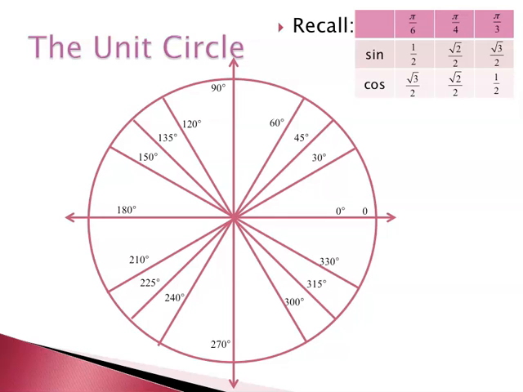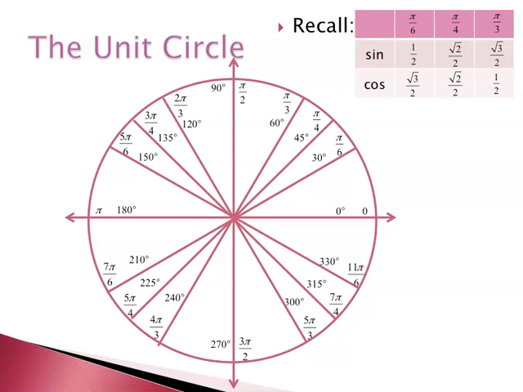Okay, so in radians, this would be 0, pi over 6, pi over 4, pi over 3. 90 degrees is pi over 2. All right, in quadrant 2, now we have 2 pi over 3, 3 pi over 4, 5 pi over 6, until we get here to pi. In quadrant 3, we have 7 pi over 6, 5 pi over 4, 4 pi over 3, and then down here we're at 3 pi over 2. And then in quadrant 4, we have 5 pi over 3, 7 pi over 4, and 11 pi over 6.